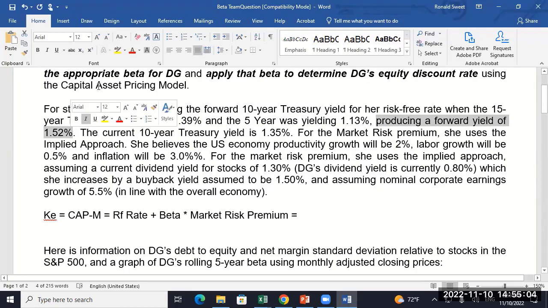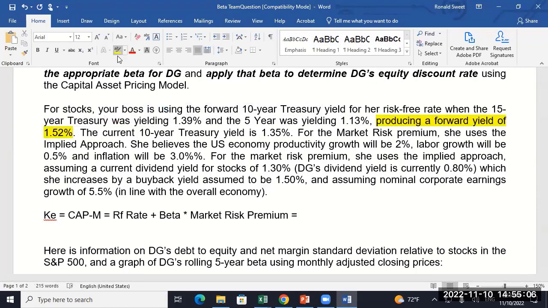Producing a forward yield of 152. So what's my risk-free rate? 152. I had a lot of students miss that. I'm not sure why, because I just tell you the answer, right? It's right there. Okay, what about the market risk premium?